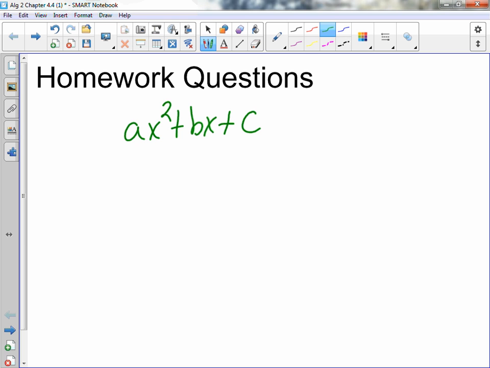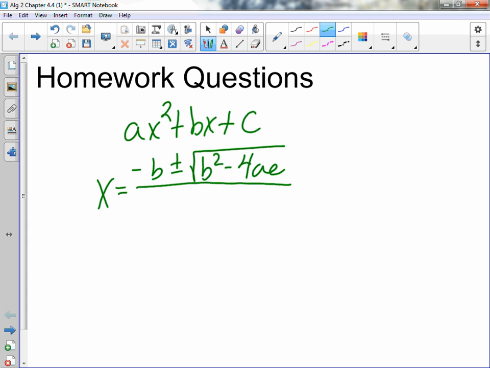Because if I have a polynomial as a quadratic in this form here, I can solve it using the quadratic formula. Because if I need to solve a quadratic for when this equals 0, I can use the quadratic formula and it would give me the answer. And that's what our main goal is.